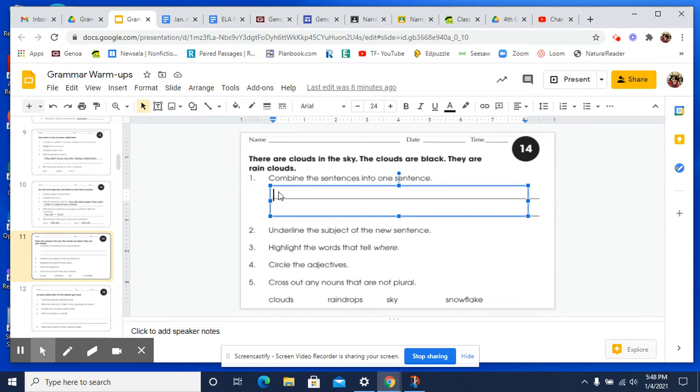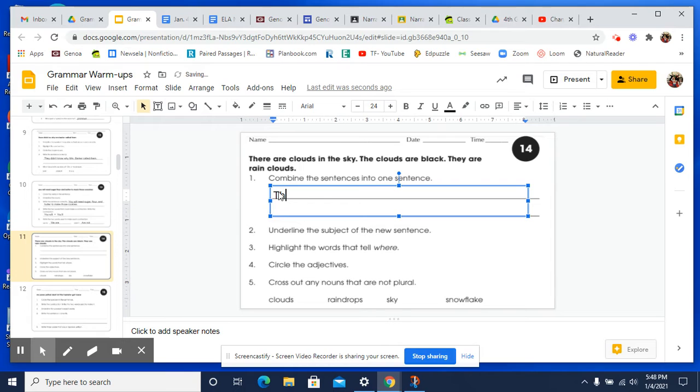Well, we could say they're black clouds, right? And they're in the sky, but we still have to put rain clouds. Well, rain is an adjective too. So, could we say they're black rain clouds and then they're in the sky? So, how about we put that as a sentence? There are black rain clouds in the sky. We're putting all of the information together.